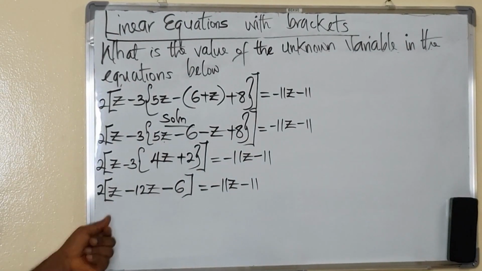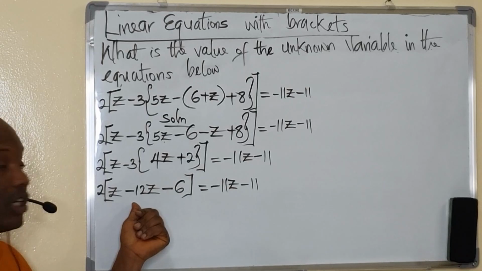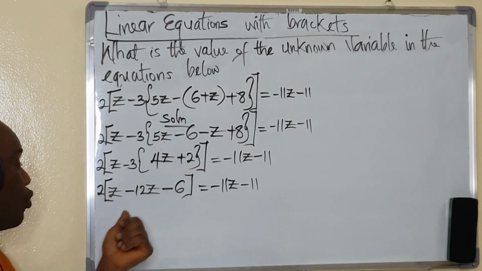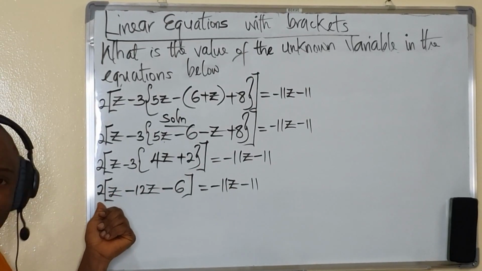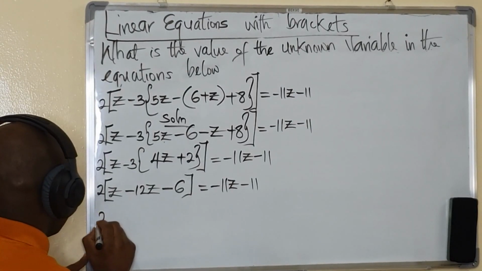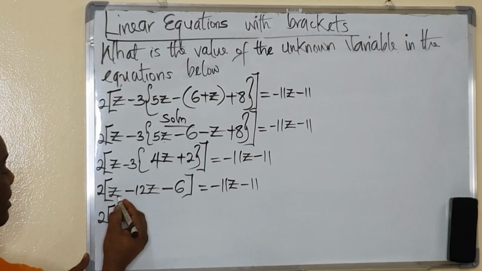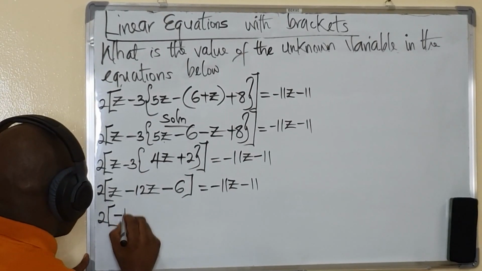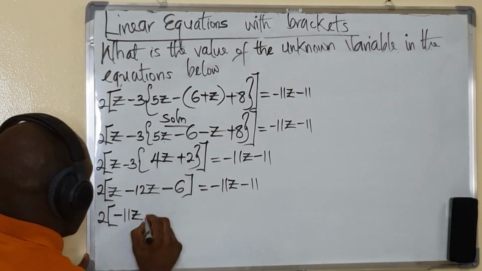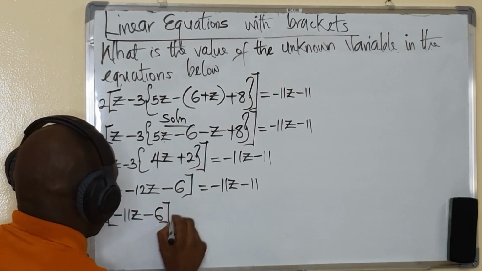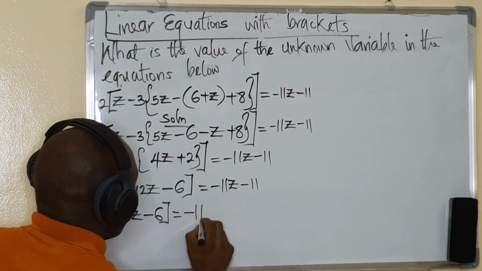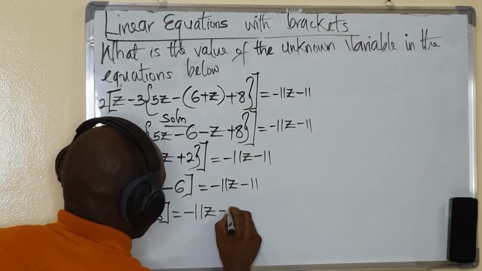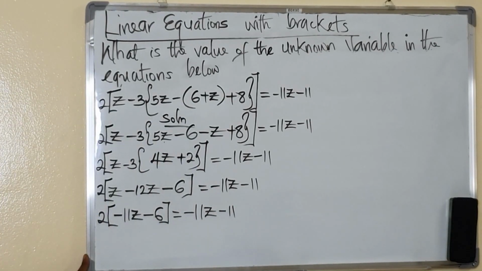Now at this stage, we can also choose to simplify the big bracket first before we go ahead to open it up by multiplying by 2. We can do that right away. So we bring down our 2, open the big bracket, z minus 12z will give you -11z. Then minus 6, keep it down, is equal to -11z minus 11. Now it is time to open up the bracket. We are going to multiply -11z minus 6 by 2.